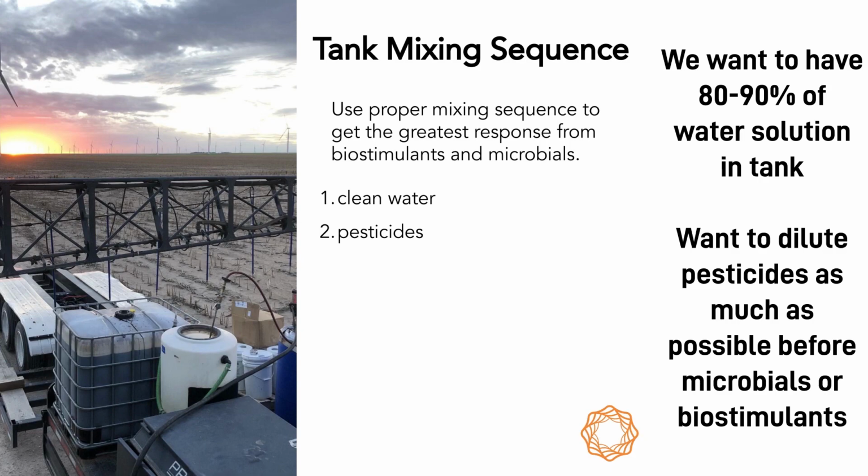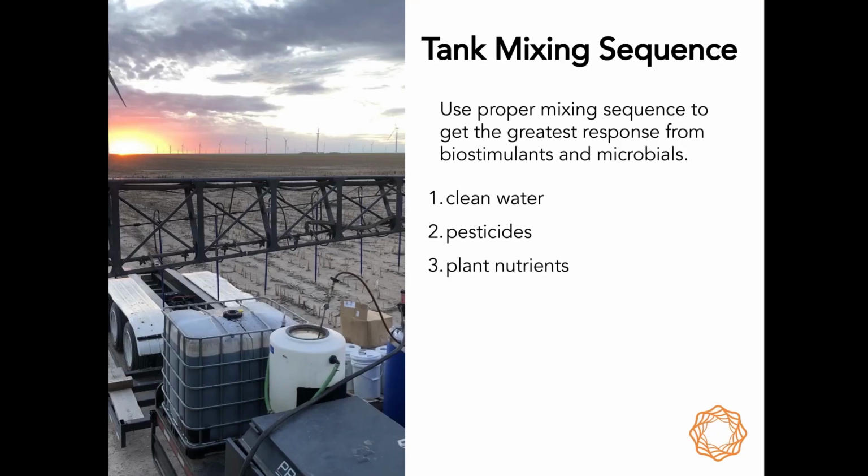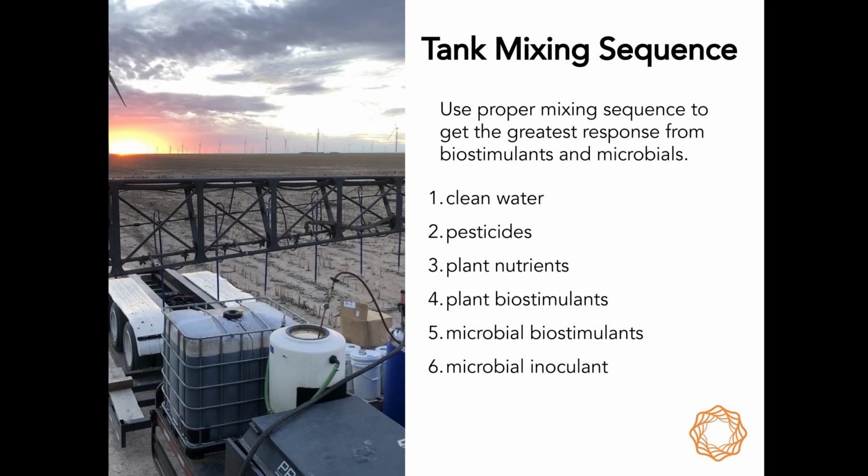And then after that, we now add any fertilizers and plant nutrients. Then we add plant biostimulants such as seaweed and hormones and enzymes, etc. Then the microbial biostimulants, and lastly, the microbial inoculants, so that we have done everything possible to buffer out any potential downsides from the pesticides before we add the microbial inoculant. And last of all, we add the spreader stickers and the surfactants.